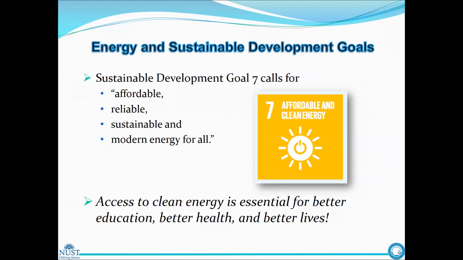In my view, there are two major reasons. The first one is the Sustainable Development Goals, where the 7th goal calls for affordable, reliable, sustainable, and modern energy for all mankind. And it is sure that access to clean energy is essential for better education, better health, and better lives.